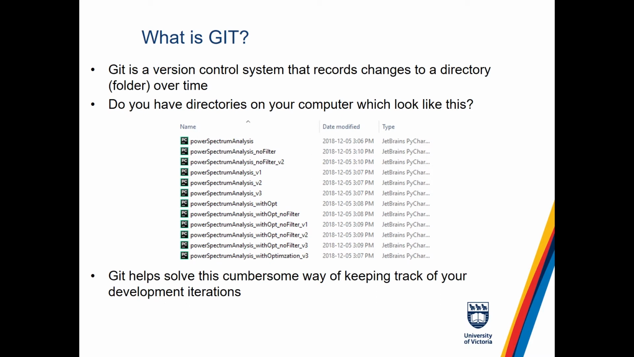So really, what is Git? Git is a version control system that records changes to a directory or a folder over time. If you've done any sort of development, you might end up with a folder that looks like this, where you've tried to track all of your changes. You have these different versions, you don't really know which file is which, you might have made some different adjustments, but you don't even know the logical flow of these files. Maybe the timestamp will help you, but maybe you went back and did some development on some code at a different period of time, and your timestamps aren't a good direction of how your development has happened over time. So Git really helps solve this cumbersome way of tracking your development iterations.